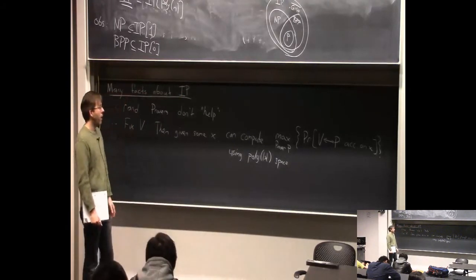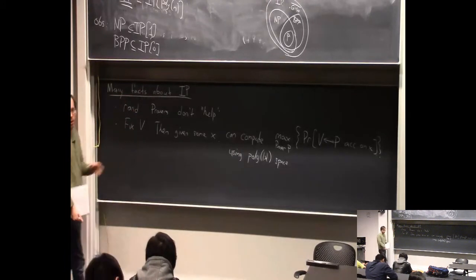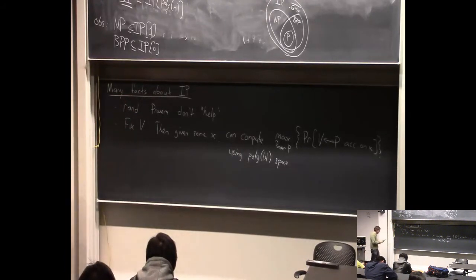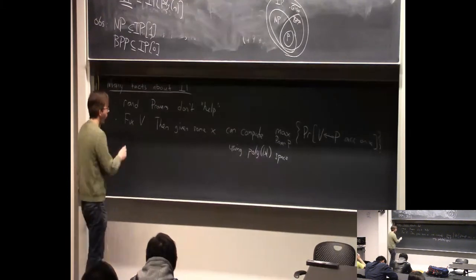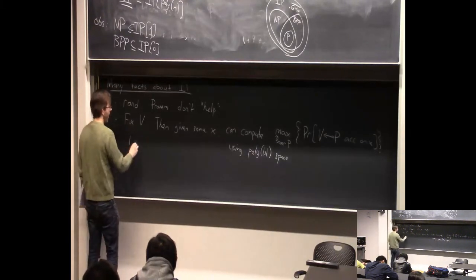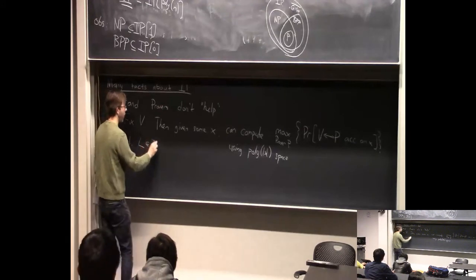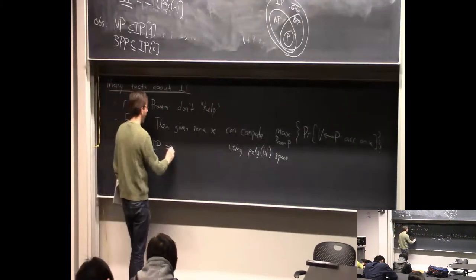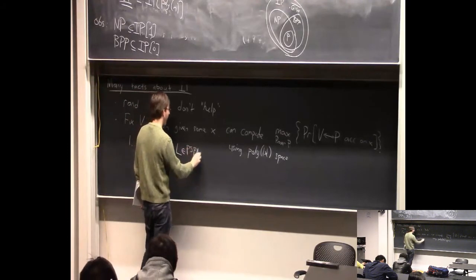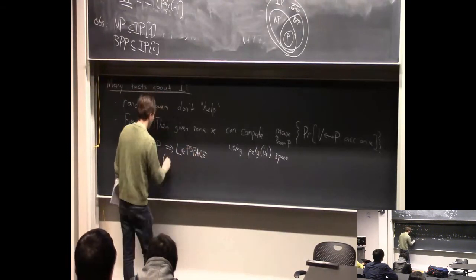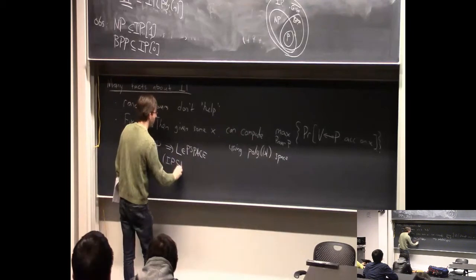And this is a very interesting observation for a couple of reasons. First of all, it has two consequences. One consequence is that if L has an interactive proof system, then L is actually in PSPACE. In other words, what I'm literally saying here is IP is a subset of PSPACE.